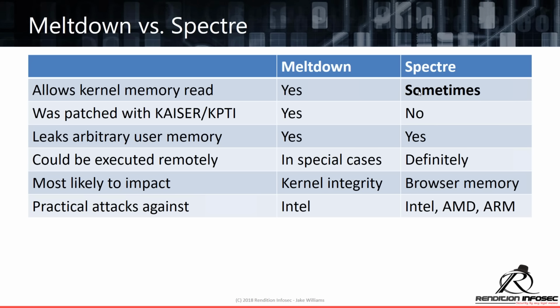What about Spectre? Yeah, definitely it can be remotely exploited. JavaScript sandbox in the browser, right? So that's a definite remote exploitation there. As far as what's most likely to be attacked, with Meltdown, definitely kernel integrity. I think Spectre is going to be browser memory, but don't limit it to that because there are more possibilities. Practical attacks right now: Meltdown is just Intel, and Spectre is the whole lay of the land there: Intel, AMD, ARM, custom iPhone processors, etc.